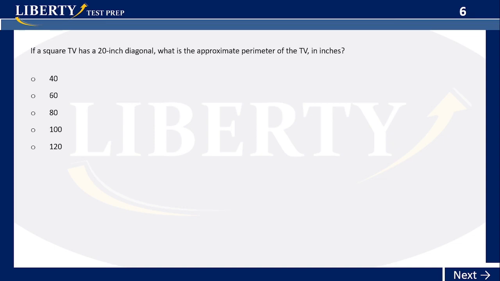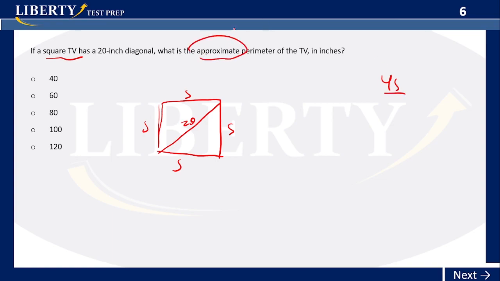All right, so here it says if a square TV, all TV, right? There used to be square TVs. Square TV has a 20-inch diagonal. What is the approximate perimeter of the TV in inches? So what we can do here is that we know that this one's sides, right? You have 4 sides, so actually they're asking you for the perimeter, 4 S's. Notice the word approximate, so we don't need to give the exact answer, something that is close enough.